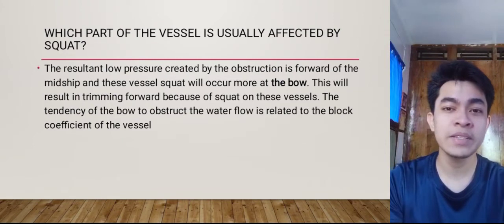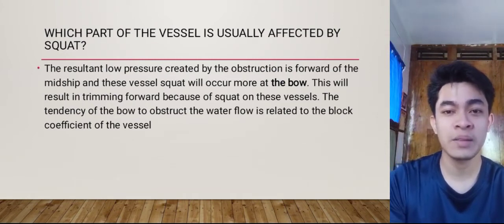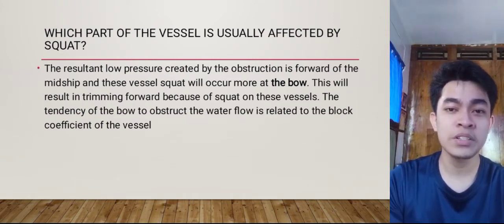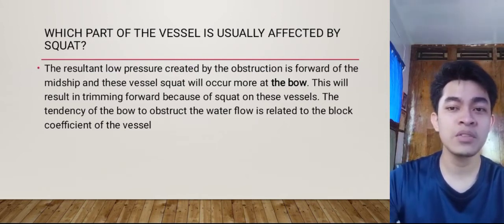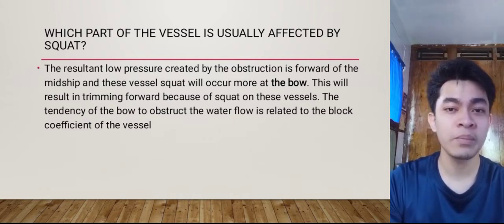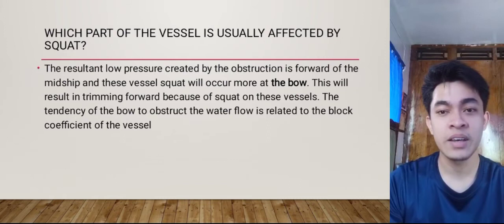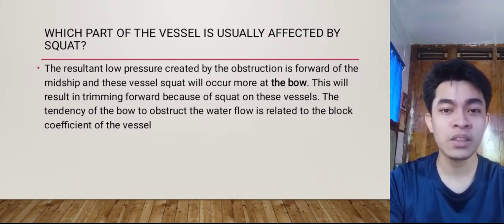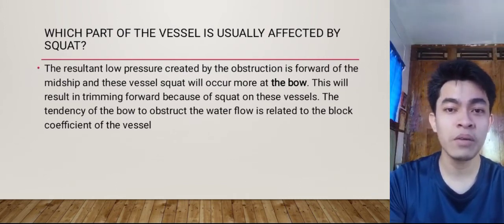So which part of the vessel is usually affected by squat? The resultant low pressure created by the obstruction is forward of the midship, and vessel squat will occur more at the bow. This will result in trimming forward because of the squat on these vessels. The tendency of the bow to obstruct the water flow is related to the block coefficient of the vessel.